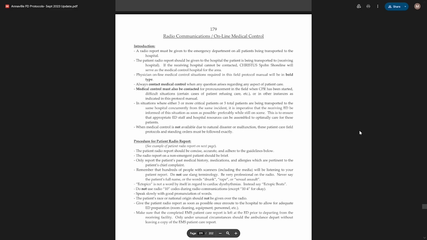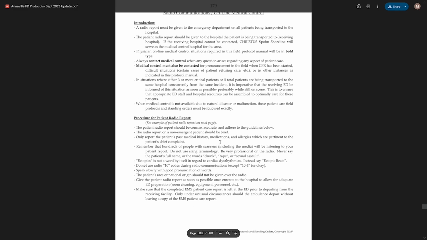In situations where either 3 or more critical care patients or 5 total patients are being transported to the same hospital concurrently from the same incident, it is imperative that the receiving emergency department be informed of the situation as soon as possible, preferably while still on scene. This is to ensure that the appropriate emergency department and hospital resources can be assembled to optimally care for these patients. When medical control is not available due to natural disasters or malfunction, these patients in the field protocols and standing orders must be followed exactly.